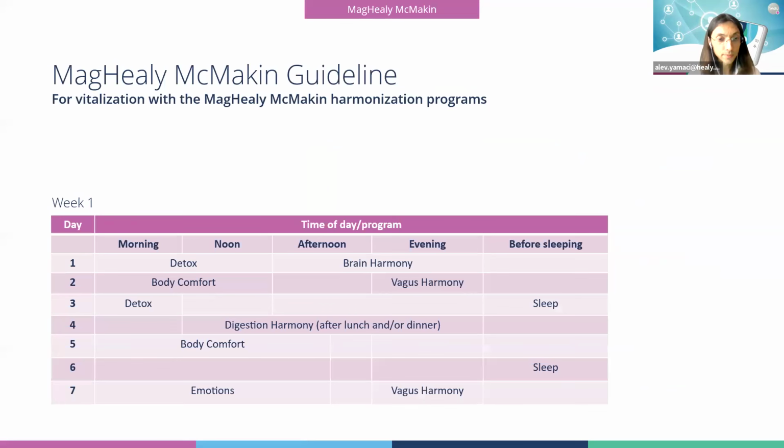This is an example protocol, which of course can be used easily. So there you have morning, noon, afternoon, evening, and before sleep. Before sleep, you can do the sleep program two times a week. In the evening, vagus harmony is very good, or brain harmony, also very good. You have the digestion program. And of course, detox in the morning. That's also always good. Drink a lot in the morning. Clear, warm water would be ideal, so 40 degrees. And of course, from time to time, some emotion and body comfort.